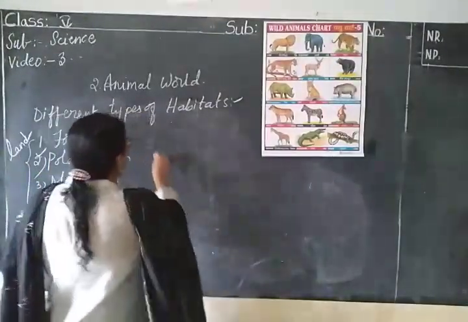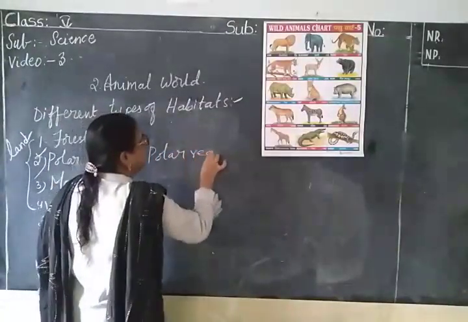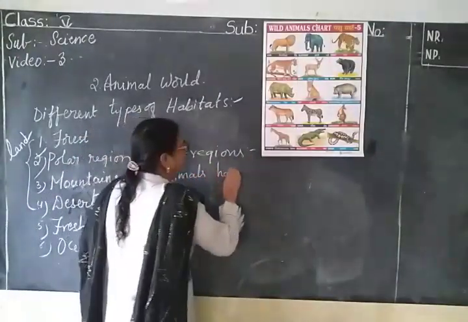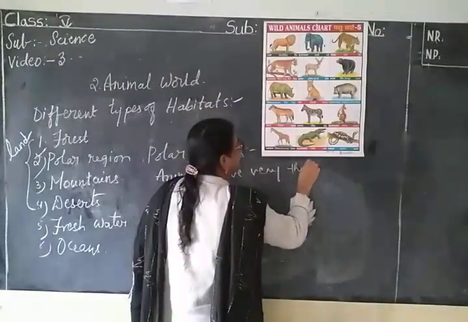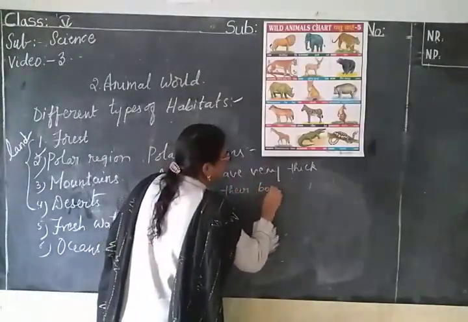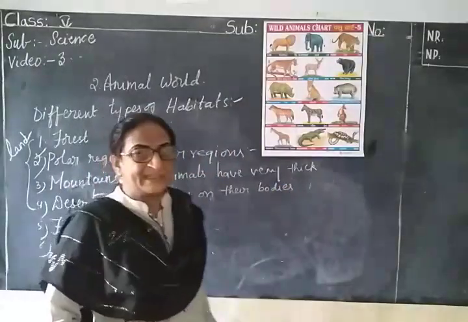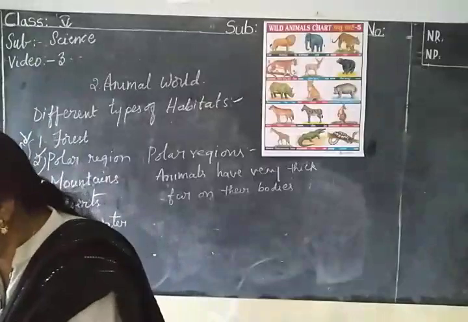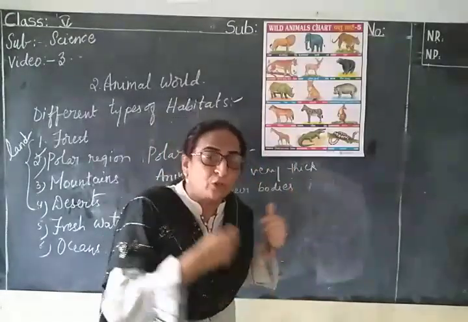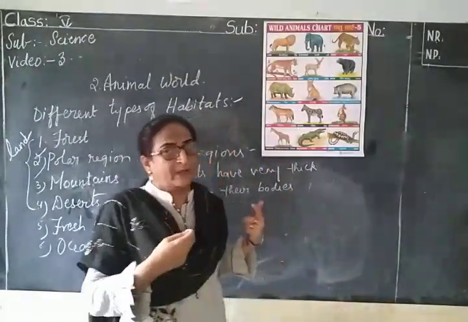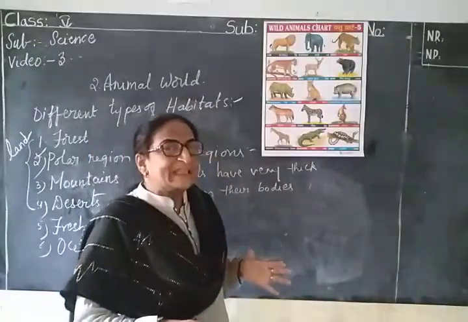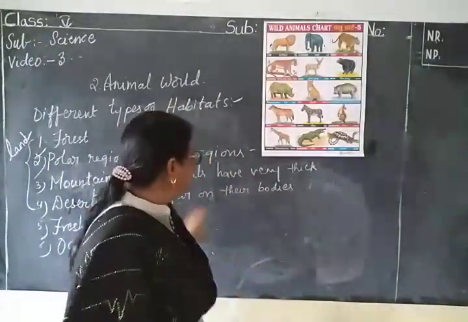Now the animals which are found in these polar regions have very thick fur on their bodies. Because it is very cold there, they have to cope with that severe cold. They have to withstand and tolerate such a severe cold. So in order to withstand it, their bodies are covered with thick fur.